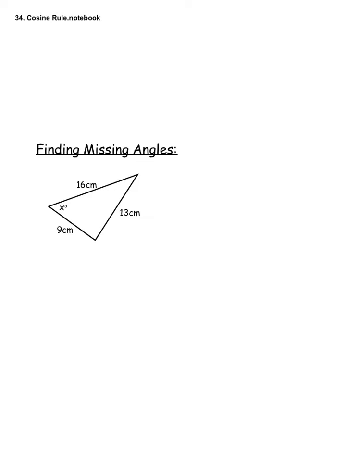Okay, so the other version of cosine rule you may have to use is finding an angle, a missing angle. And the formula for that is cos A is equal to b squared plus c squared minus a squared over 2bc. Remember, b and c are the sides that are either side of your angle, whereas a is the side that is opposite your angle.